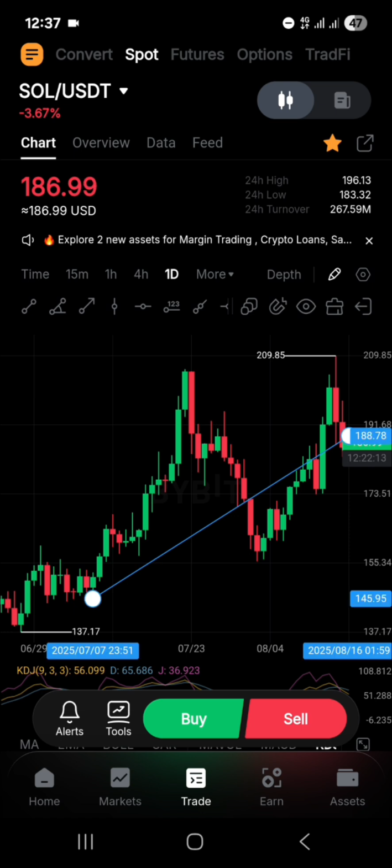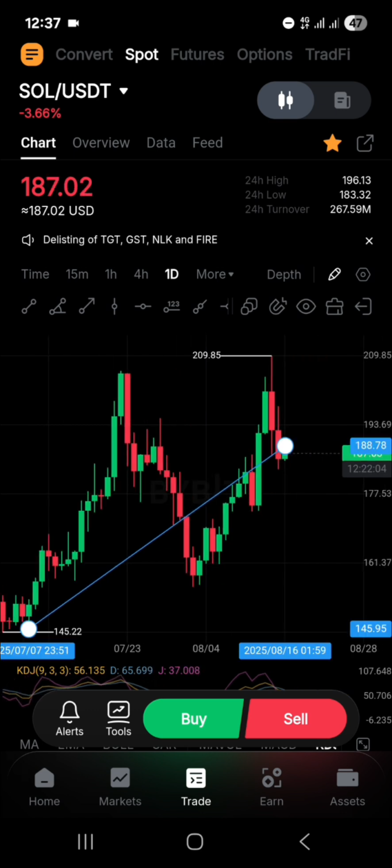So at times when you are setting up, you also use your resistance and support so that you can have multiple areas of confluence. So that's a practical term. So now let's look at SOL. If you want to trade SOL right here, what should you do?